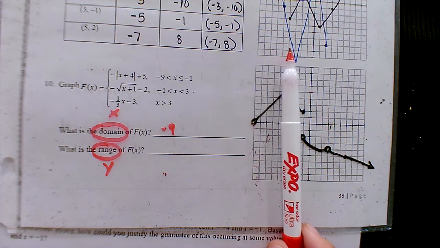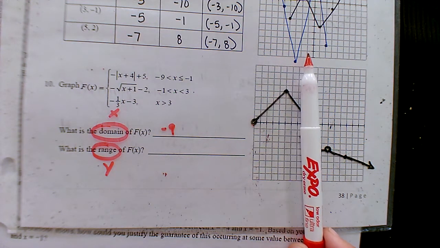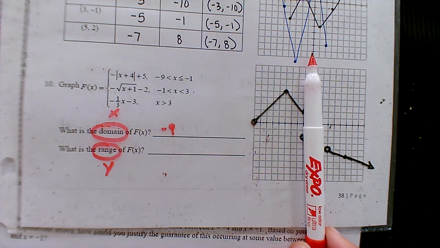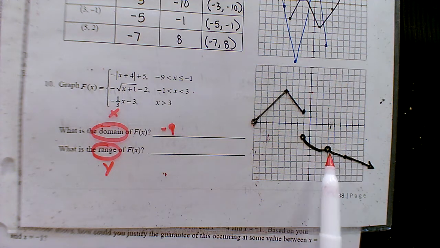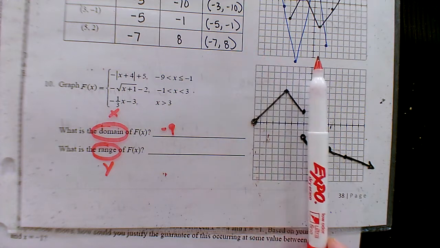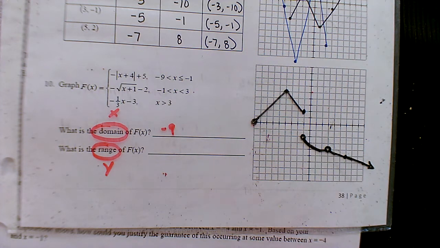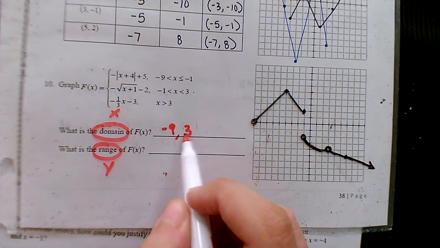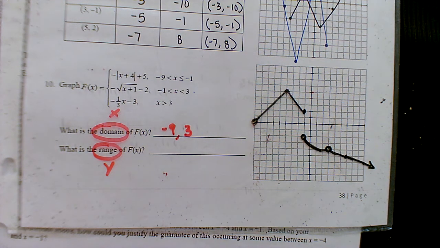So we can continue to drag our pencil. What happens at 3, though? Do we have a point at 3? No, because we just have that open circle, right? So this is where the graph begins at -9, but we encounter an x location that does not have a point or a graph there. So we're going to say that that ends at 3.